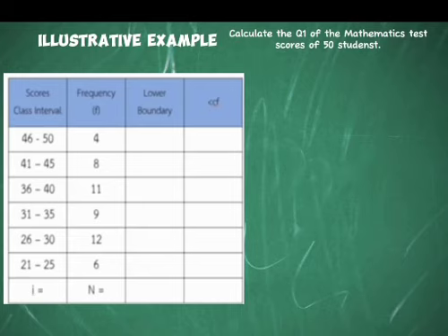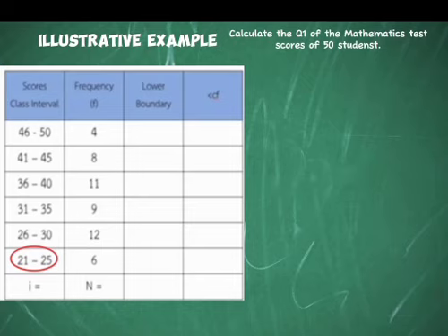Let us say that this is our given and we are asked to compute for the Q1 or the lower quartile. Our first step is to complete the missing parts of the frequency distribution. Let's get the class interval. We need to count from the lower limit, which is 21, up to the upper limit, which is 25. We will start with 21, 22, 23, 24, 25. So that means our class interval is equal to 5.